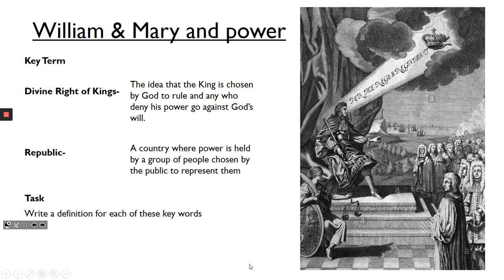So your task then, why is the divine right of kings important to William and Mary? Just spend 1 minute thinking about the idea and come back to me.